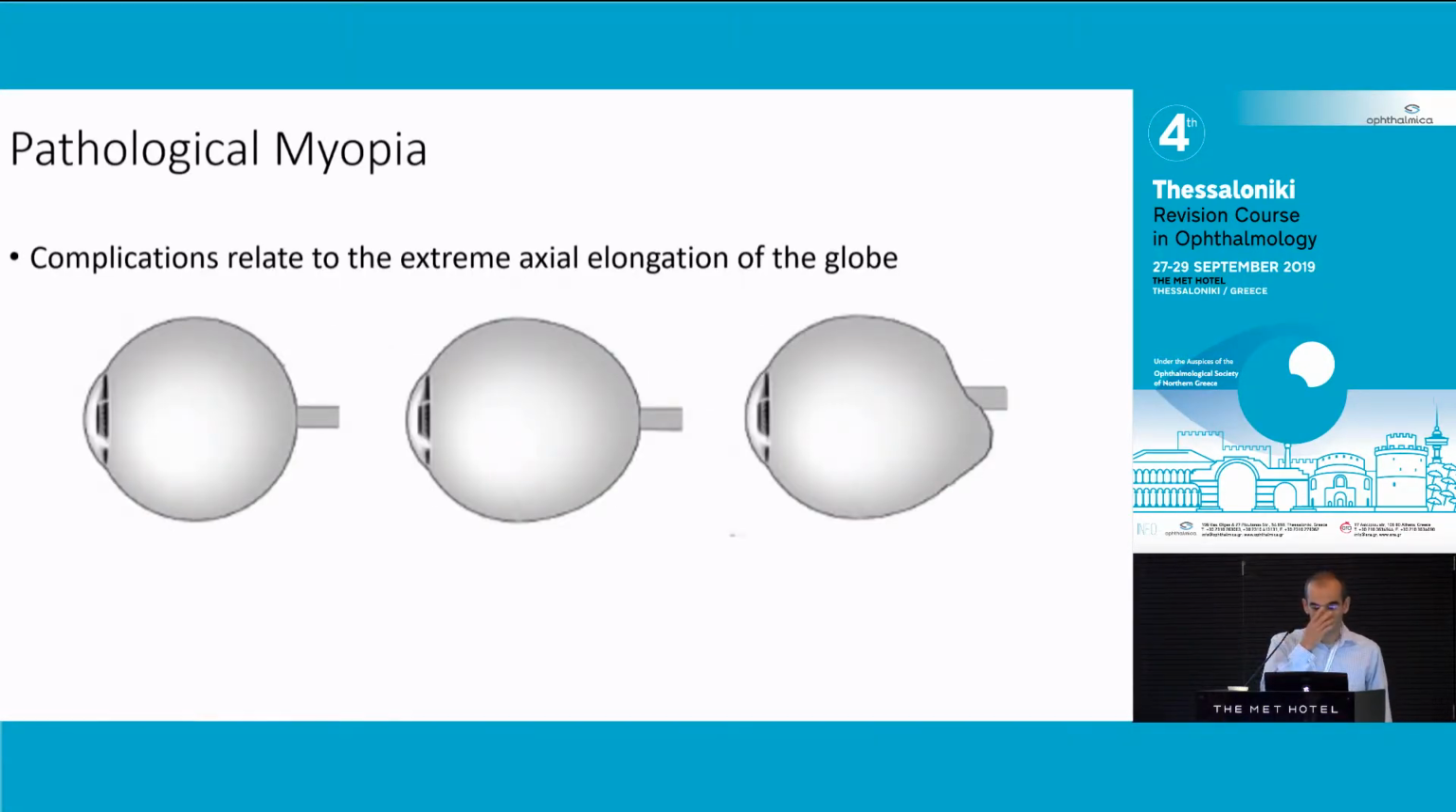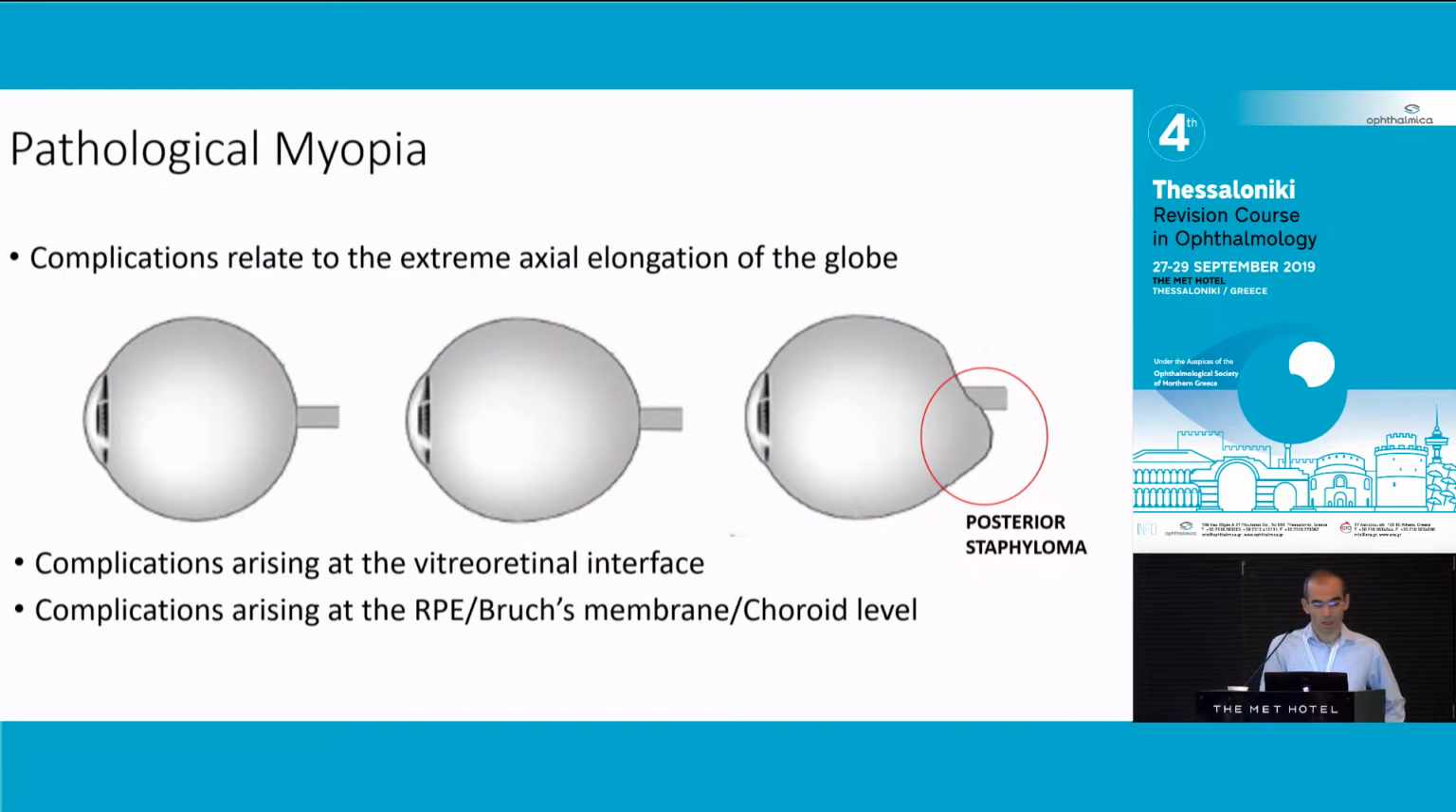As we know, with pathological myopia, we have this axial elongation of the globe, where in some cases we even get a dilation at the back called the posterior staphyloma. It does come in various configurations. We're not going to delve into the various classifications of staphylomata. But in many pathologies, in pathological myopia, the staphyloma is the primary cause of the disease. This leads to complications at the vitreoretinal interface, but also complications at the RPE, Bruch's membrane and choroid level.